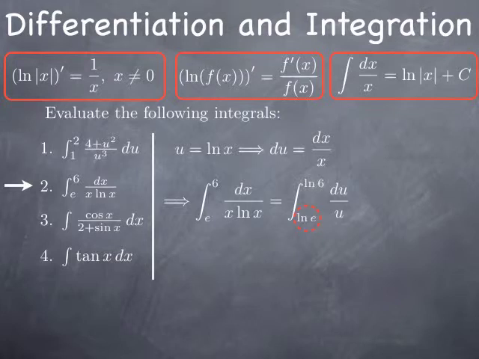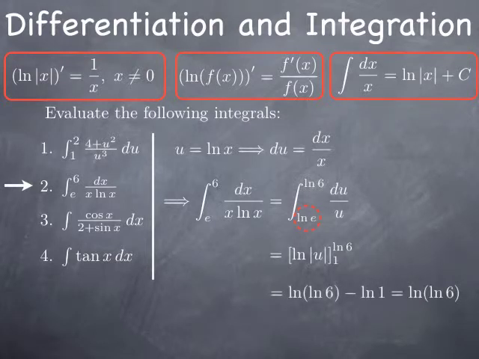And note that ln of e, that is circled here, is really nothing but 1 by definition of the Euler number e. So we obtain an antiderivative of 1 over u, which is natural log of absolute value of u, that we're going to evaluate between 1 and ln of 6. The value at ln of 6 is just natural log of 6, and ln of 1 is 0, so we obtain simply natural log of 6 for this integral.